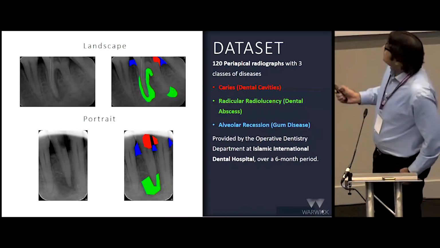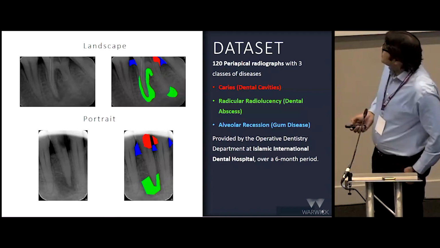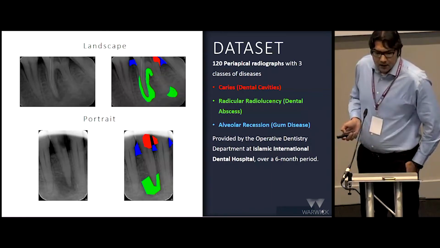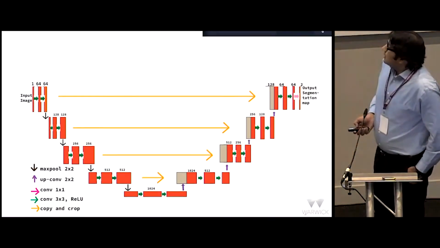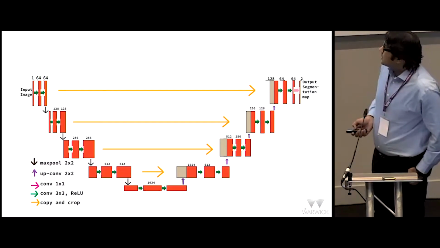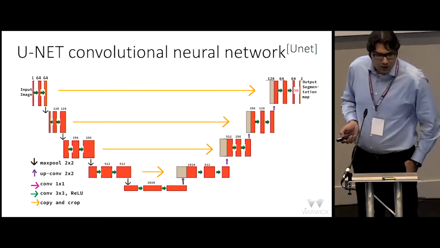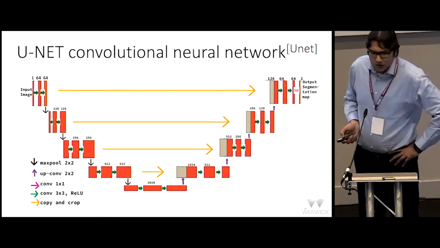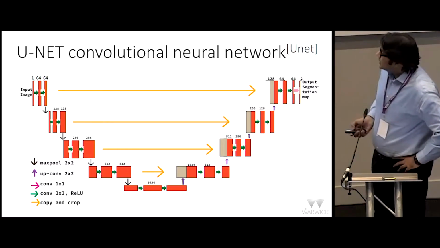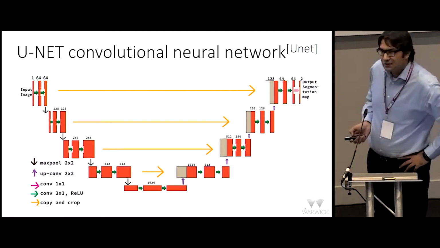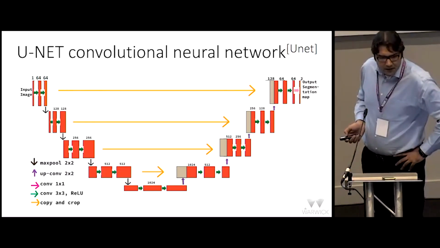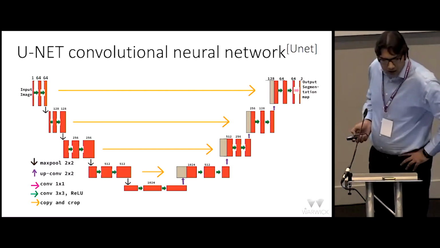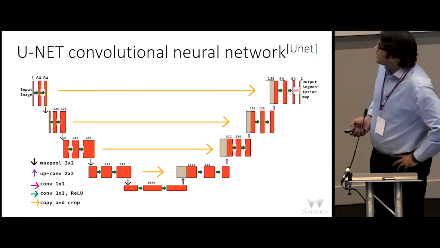Our dataset consisted of 120 radiographs, which were labeled by pathologists at the Islamic Dental Hospital in Islamabad, Pakistan, for these three classes. We used a U-Net architecture, or a slightly modified version of U-Net, for this particular application. This is just a diagram of it. We used U-Net because it's generally known to work well on limited medical imaging applications. It's an architecture designed specifically for deep learning on medical images.